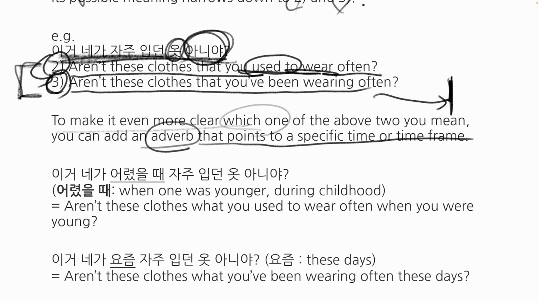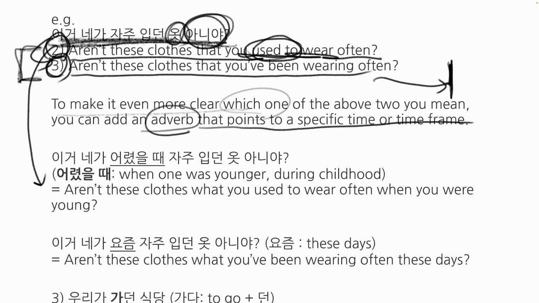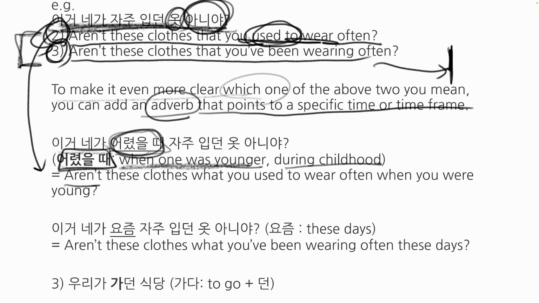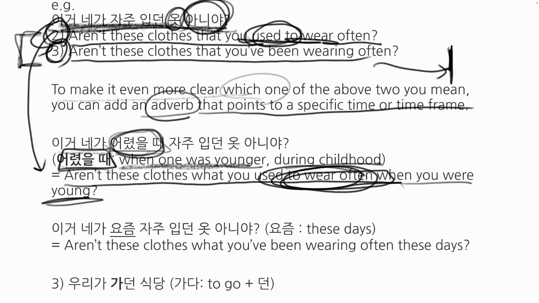So if you want to mean the second one, the clothes that you used to wear often but not anymore, you can say 이거 네가 어렸을 때. You can point to a specific time in the past. 어렸을 때 means when one was younger, during childhood. So aren't these clothes what you used to wear often when you were young? It cannot but mean you used to wear, because you pointed to a specific time in the past.